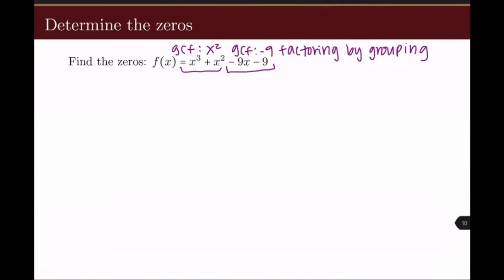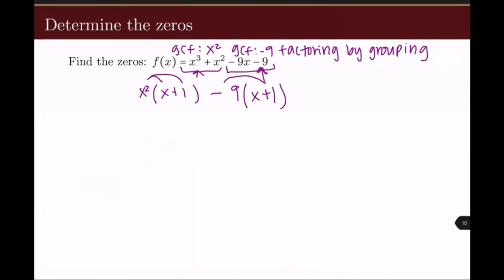All right, so now I'll have x squared times x plus 1, since if you redistributed this x squared, you'd get back x cubed plus x squared. Next, I'll have minus 9 times x, and then this is the tricky part, plus 1, because negative 9 times positive 1 gives you negative 9, which is what we desire.